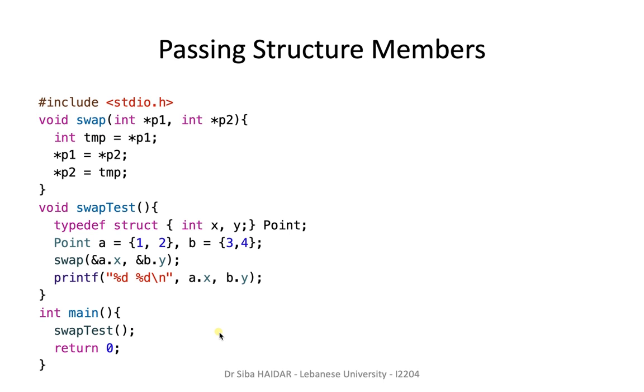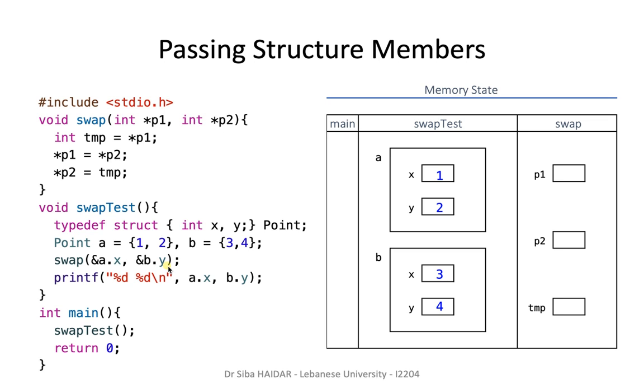Passing structure members. Now I want to pass the structure members and not the structures themselves to another function. Do you remember our function swap, which swaps two given variables? I want to use it in order to swap two fields inside two points. I want to swap the a.x field with the b.y field. To do so, I of course have to pass the addresses of these fields. So let us see what happens in the memory.